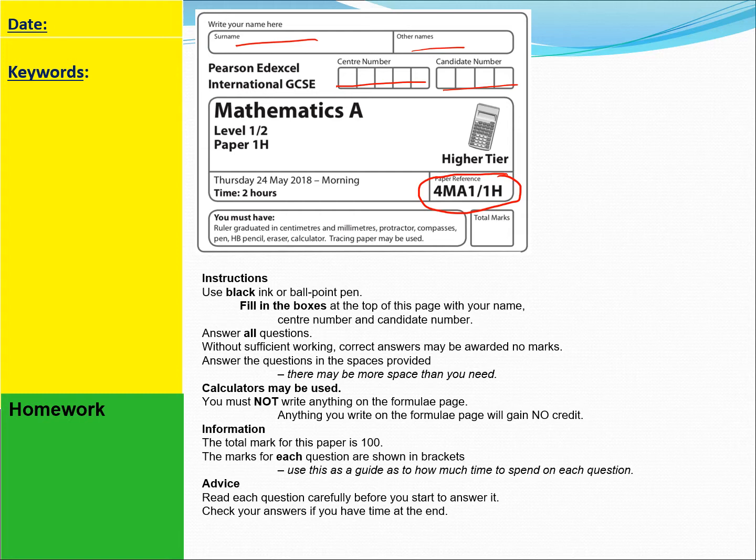Calculators may be used. You must not write anything on the formula page. You will get a page with the formula. It comes in the second page of every single test paper, usually the second page. So you don't write there, because if you write anything there you will gain no credit. The total marks for this paper is 100. The marks for each question are shown in brackets. Okay, so read each question carefully before you start to answer it. Check your answers if you have time at the end. All right. So let's start with the first question.